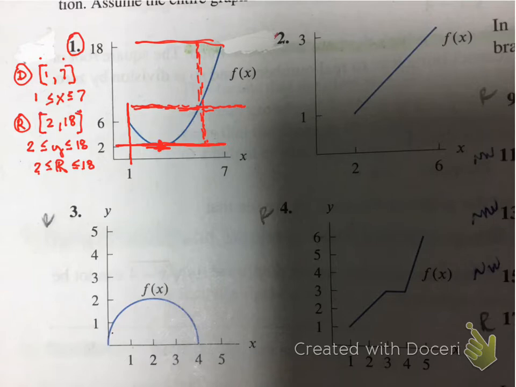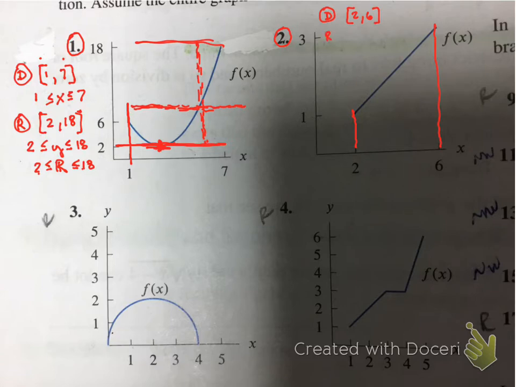Okay, I'm going to pick up the pace a little bit. Number 2, what is the domain of this function? The lower bound is 2, the upper bound is 6. And so we would say domain 2 to 6 inclusive in both cases.